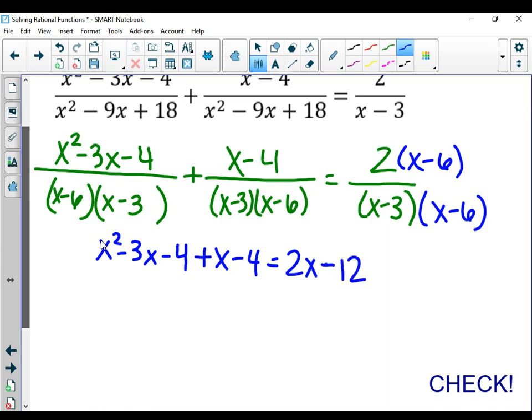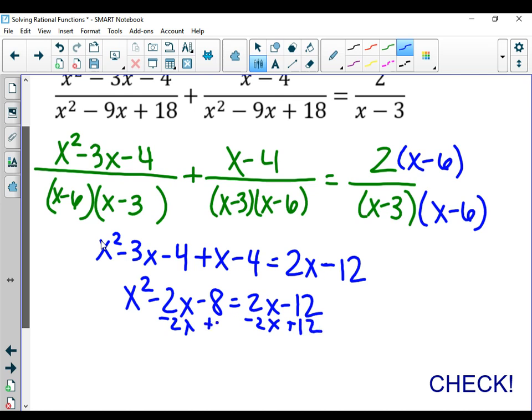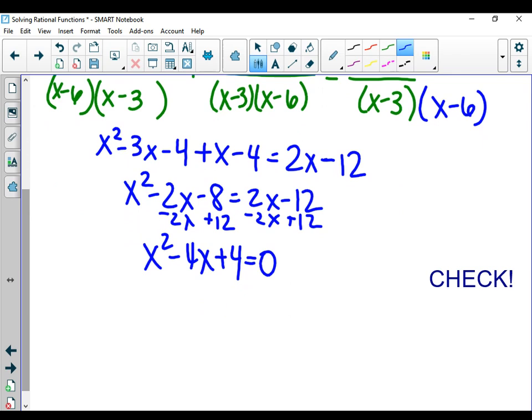So then from there, I'm going to combine like terms, and I'm going to move everything over from the right side to the left. And from there, I get x squared minus 4x plus 4. What are factors of 4 that are going to get me negative 4? Negative 2, negative 2. Why were you making me think I was wrong? Because you are wrong.